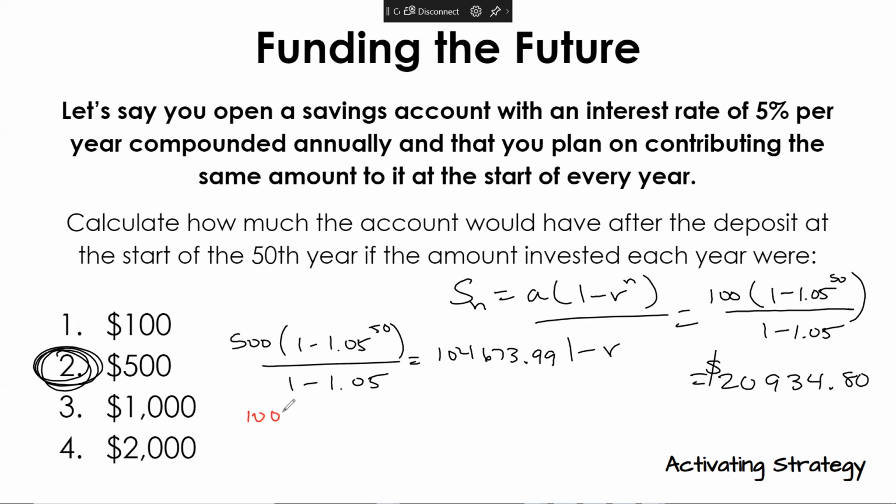If we do 1,000, same setup, and we plug in 1,000 for our initial, then we're going to end up with 209,347.99 roughly. So the more that you invest at the beginning, the more you're going to make at the end.